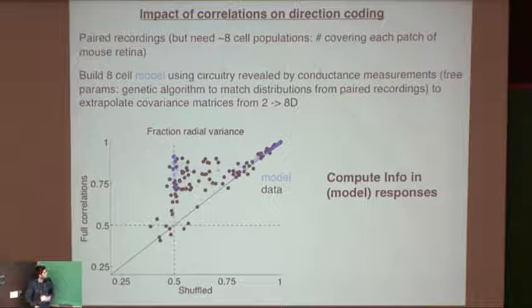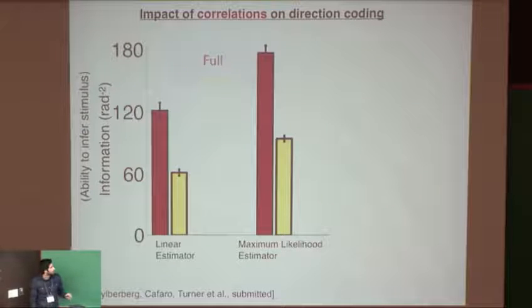Okay. So we have a way to look at responses of 8-cell populations that are consistent with all our pairwise recordings. What we'll do now is compute the information in these model 8-cell population responses about the direction of motion of the stimulus. We get the following. We've done this with two different estimators, a nonlinear maximum likelihood one and then a linear estimator to check that our conclusions are robust.